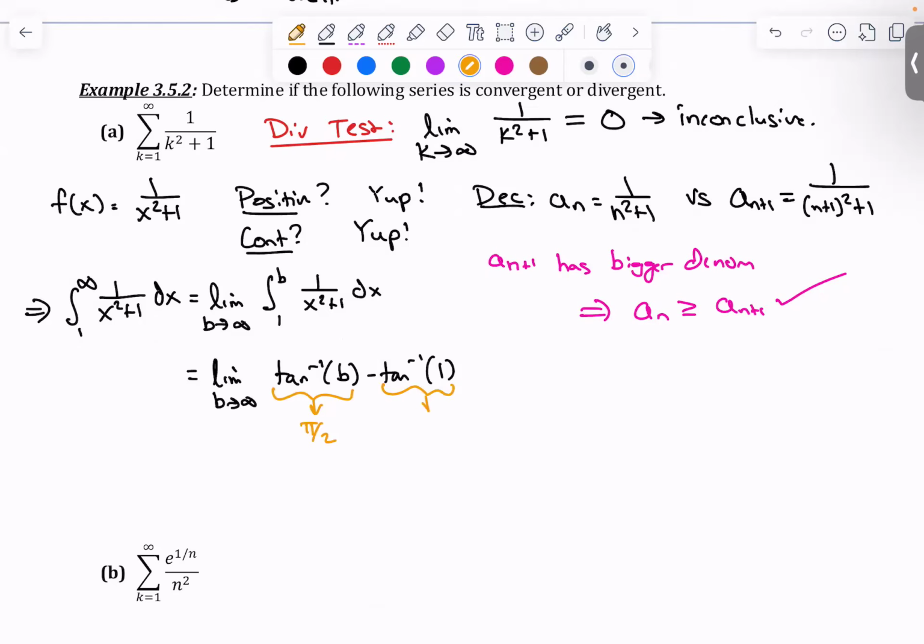And what will tangent inverse of 1 be equal to? The way you answer that question, the way I've always done it, because I don't have them memorized, I have to ask myself, what value of theta makes tangent of theta equal to 1? Pi over 4.